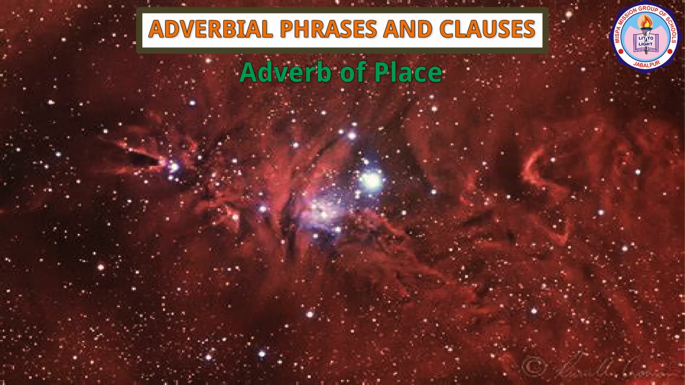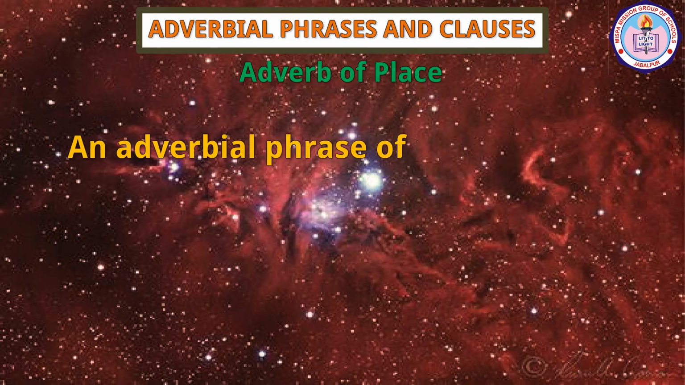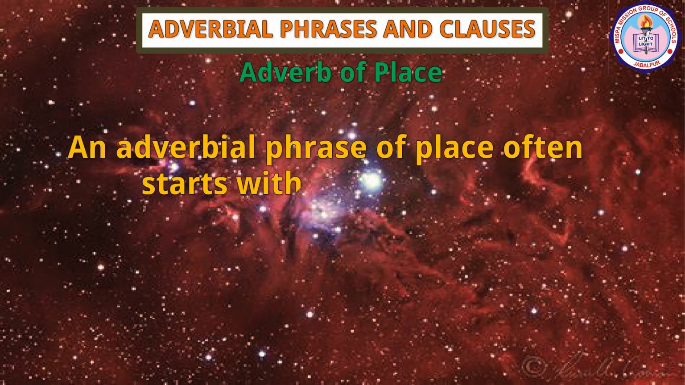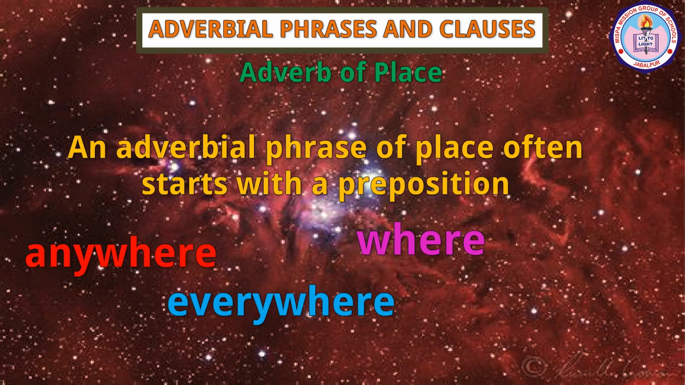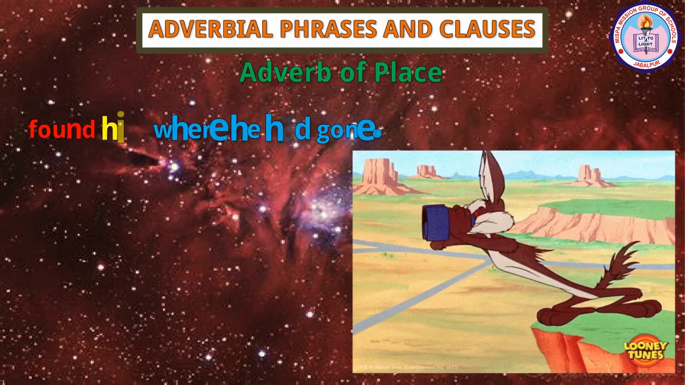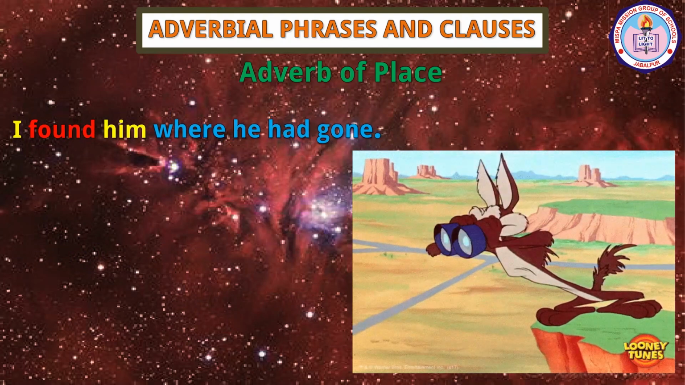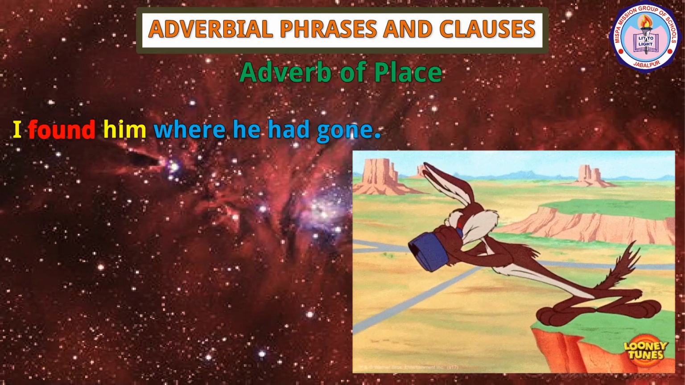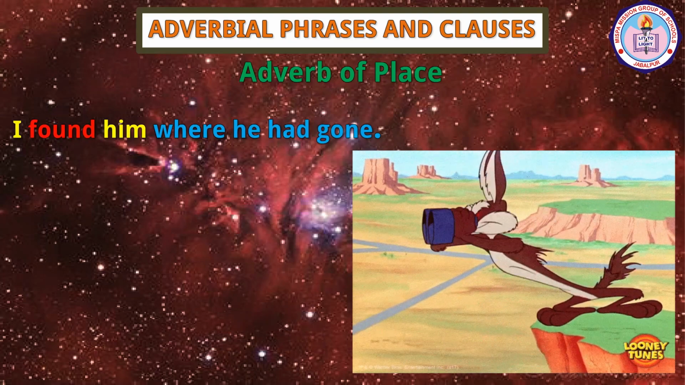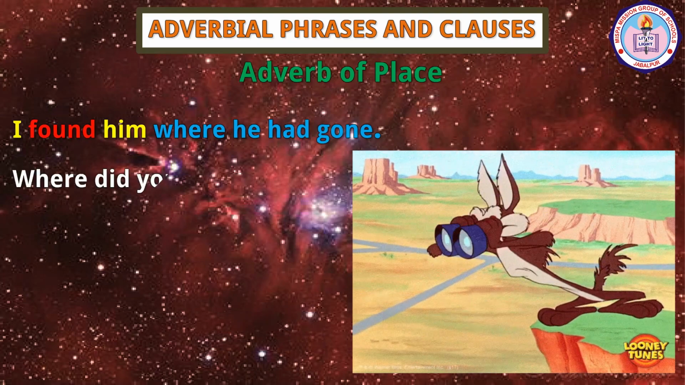Adverb of place. An adverbial phrase of place often starts with a preposition or one of the following subordinating conjunctions: anywhere, everywhere, where, or wherever. I found him where he had gone. Here, where he had gone is the adverbial phrase for found. The phrase is the answer to the question, where did you find him?